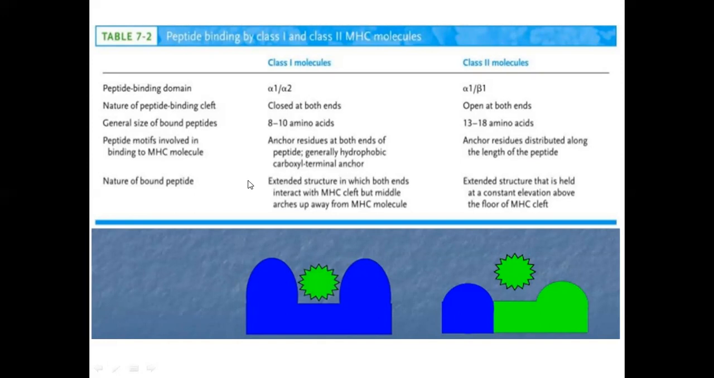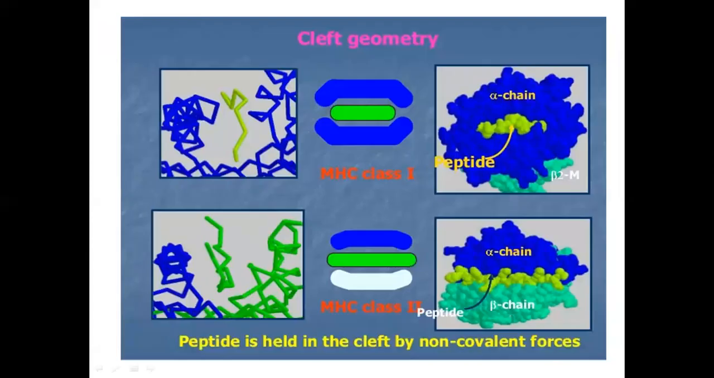As for the nature of the bound peptide, in class 1 it has an extended structure in which both the ends interact with the MHC cleft, but the middle arches up away from the MHC molecule. In class 2, it is an extended structure held at a constant elevation above the floor of the MHC cleft. This is the summary of the peptides of class 1 and class 2. This is the cleft geometry. The peptide is held in the cleft by non-covalent forces, which is given here, just for your understanding.